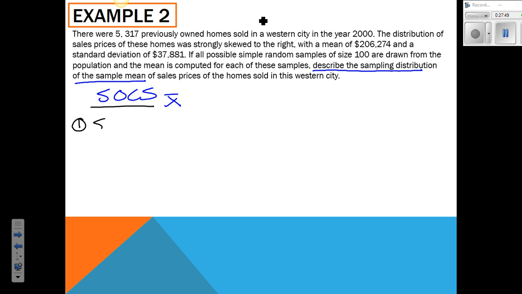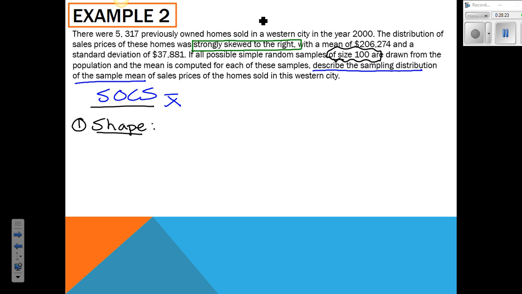Number 1, we need to talk about the shape. Anyone pick up the parent population shape? Skewed to the right. All right. Does that mean that the shape of the sampling distribution is strongly skewed to the right? No. What is this based off of, the shape? The sample size, right? Very good, Maria. It's based off the sample size. So what's our sample size here?